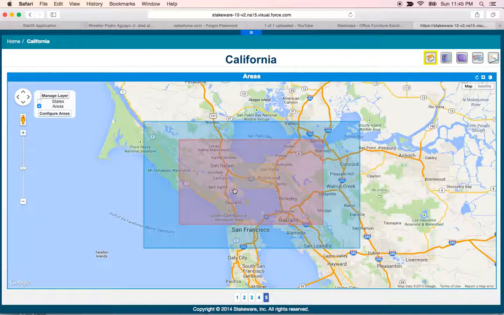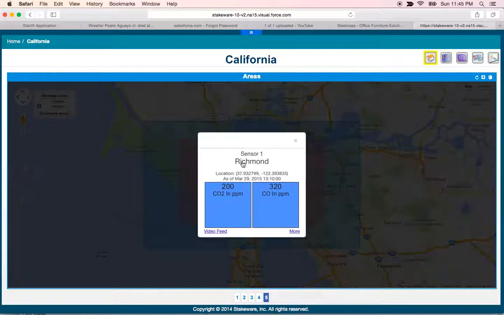The yellow square is the primary area, the red square is the secondary, and the blue square is the tertiary area. What we're going to be doing for this demonstration is monitor a network of sensors that are measuring the particles of CO2 emissions in the atmosphere.